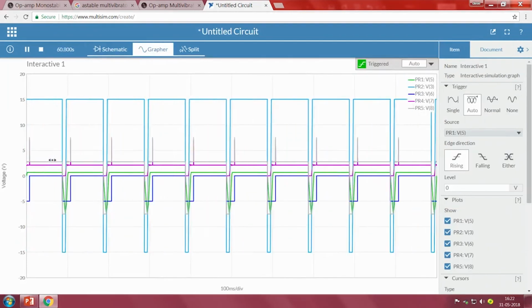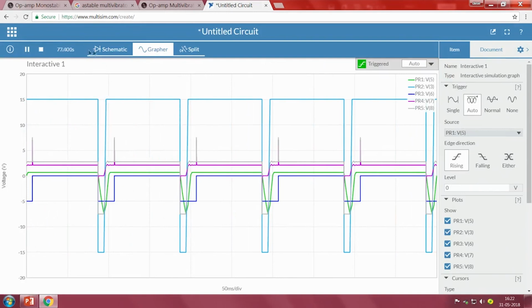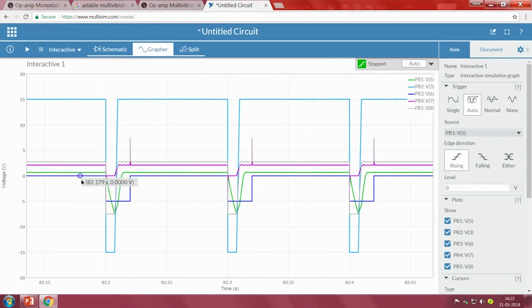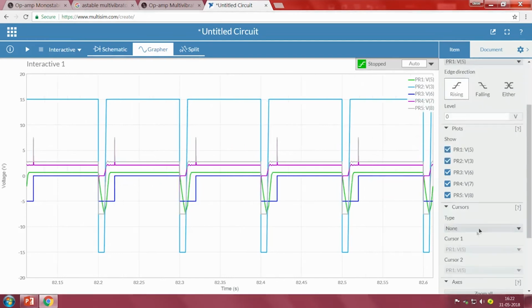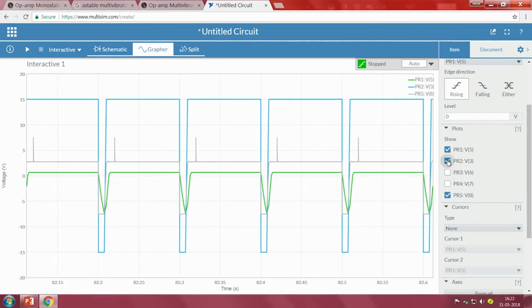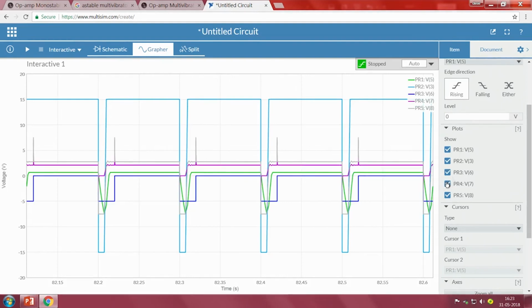When I zoom the value, we can see. Whichever is not required, I just remove it. We will see one by one. This is my input, this is the voltage across the capacitor, and this is the output voltage, and PR3 is the pulse that we are giving, PR4 is the output across the differentiator.